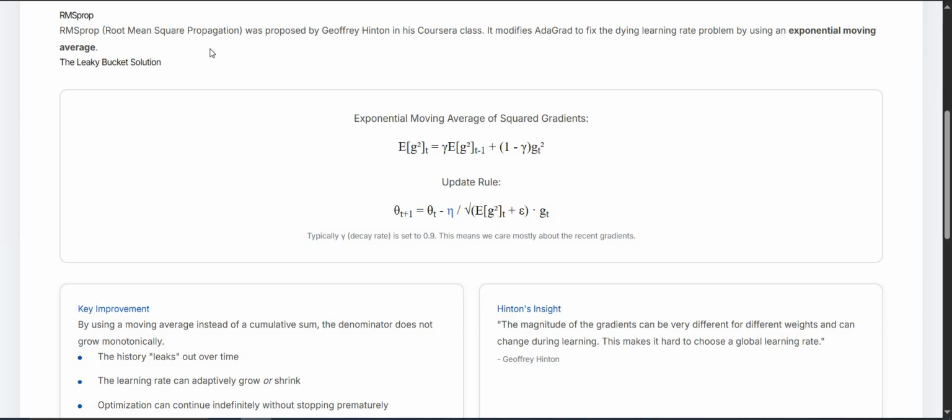So the learning rates don't collapse permanently. By the way, it is root mean square propagation. Okay.